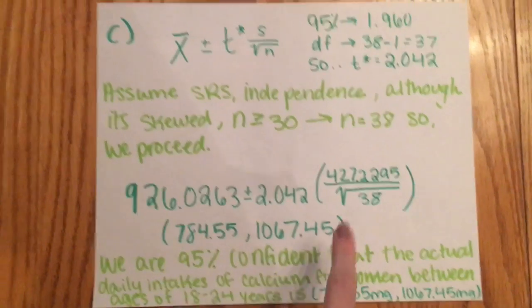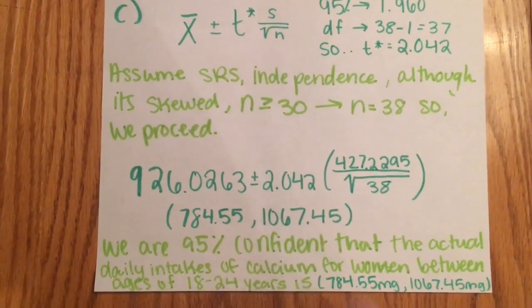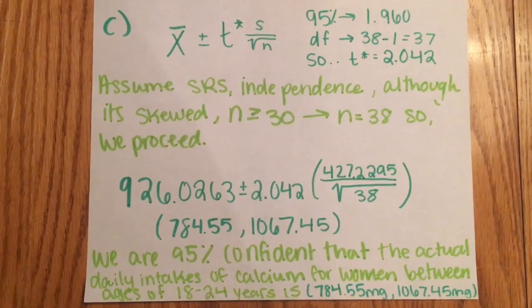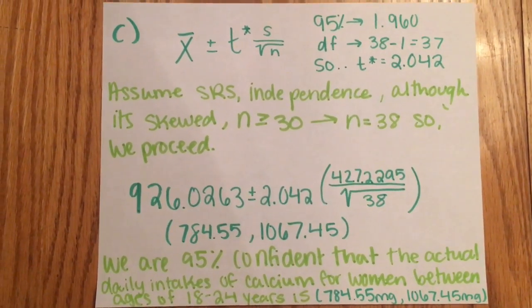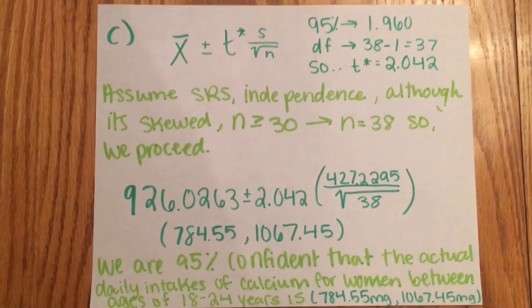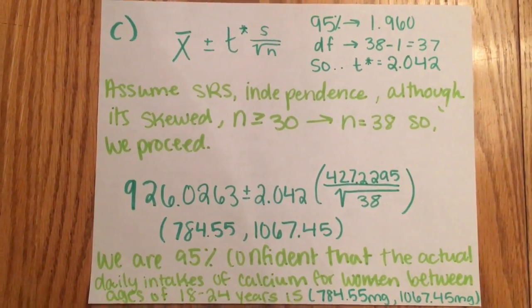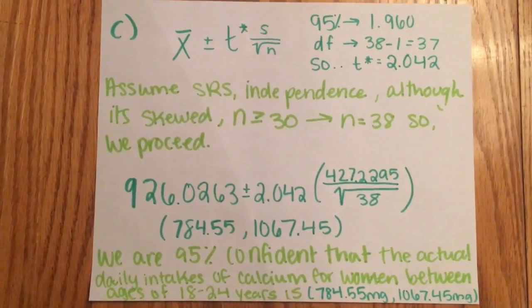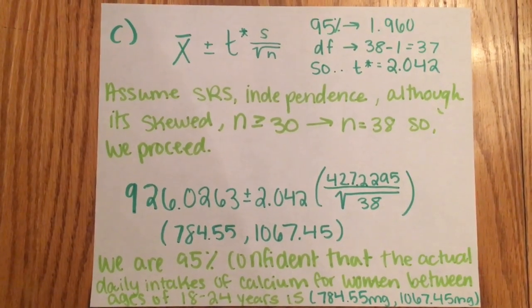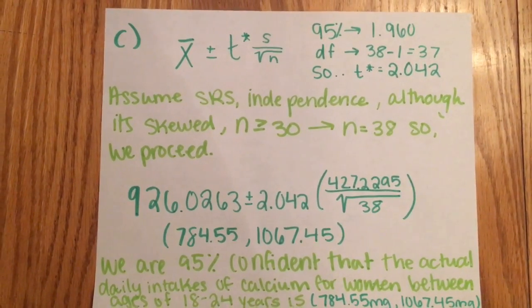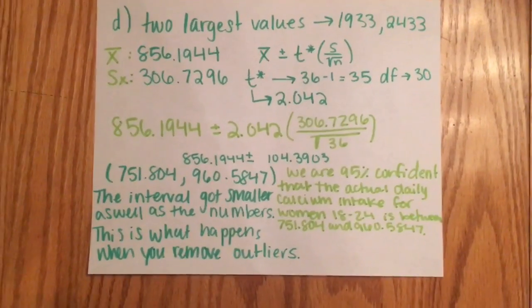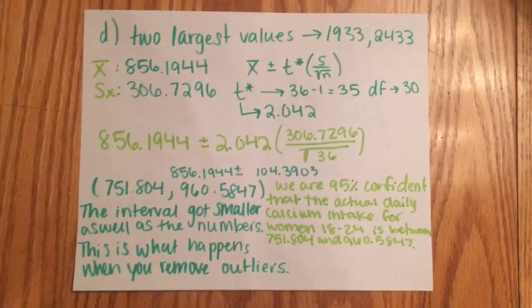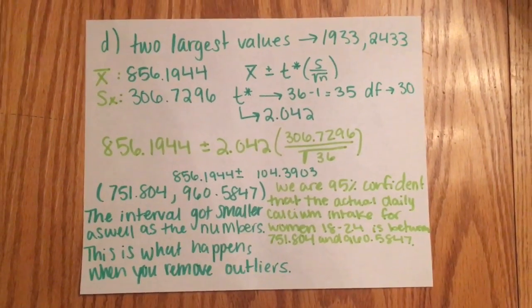So I used this equation, and I found this confidence interval. So we are 95% confident that the actual daily intakes of calcium for women between ages of 18 to 24 years is 784.55 milligrams to 1,067.45 milligrams.